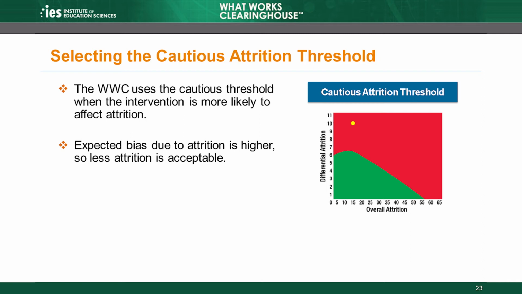Dropout prevention is another good example. Attrition in studies of dropout prevention interventions may be linked to what the interventions are trying to affect, dropping out itself. Students who drop out may be more difficult to track or less likely to respond in data collection efforts, which means high rates of missing data may yield a skewed measure of the difference in dropout rates between the intervention and comparison groups. In this case, the review team leadership selected the more cautious threshold because the expected bias due to attrition is higher when attrition is related to the outcome of interest.